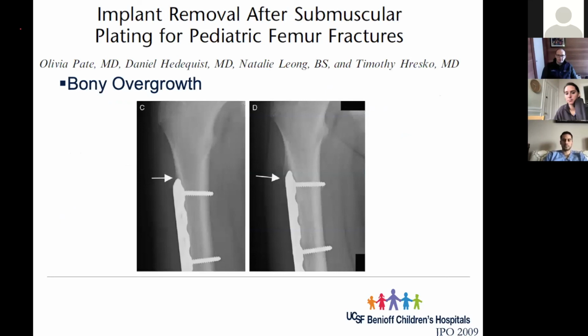Cons of hardware is that you do get sort of this bony overgrowth, and so the risk of creating new fractures, or making your future life as a total joint surgeon, if this person needs to have their hardware removed to get a total hip replacement, it just really complicates your life later. So quite often we're removing these.